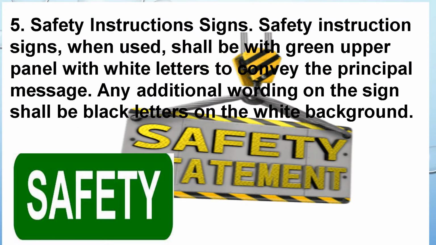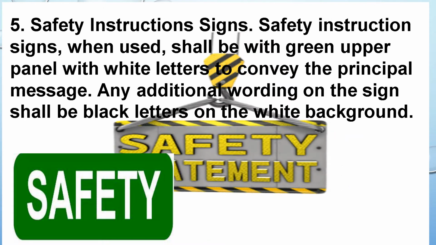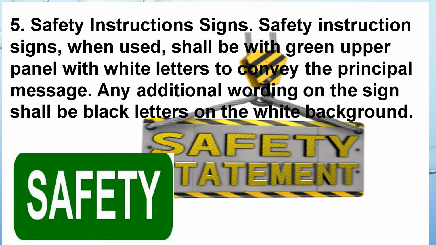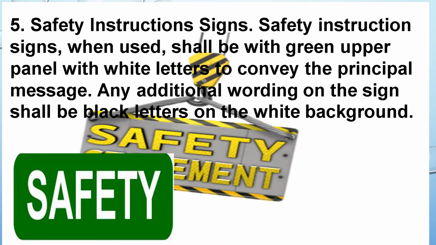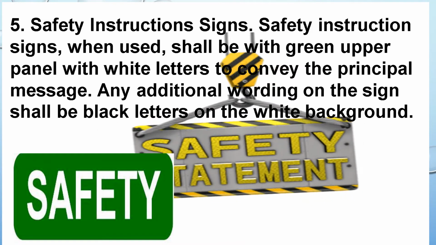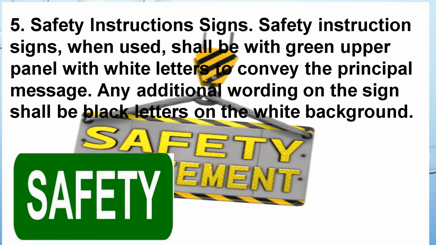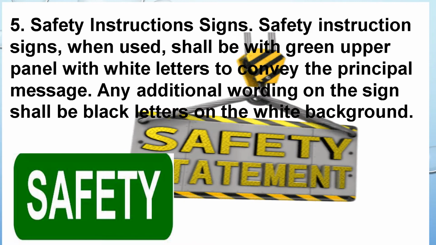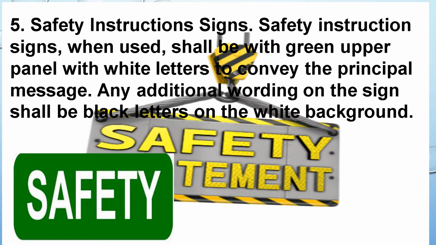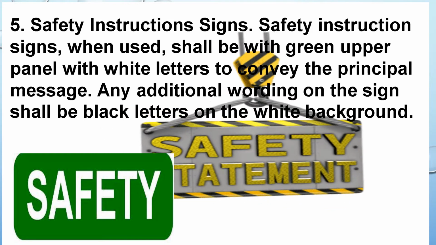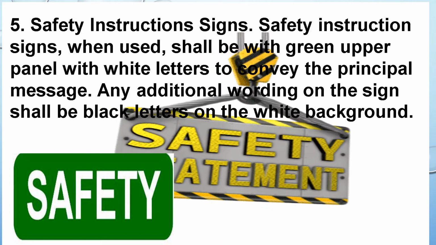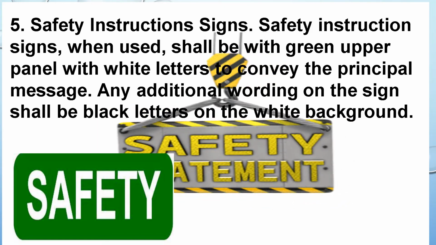Number 5. Safety instruction sign. Safety instruction sign, when used, shall be with a green upper panel with white letters to convey the principal message. Any additional wording on the sign shall be black letters on the white background. So safety instruction sign shall be with a green upper panel with white letters.